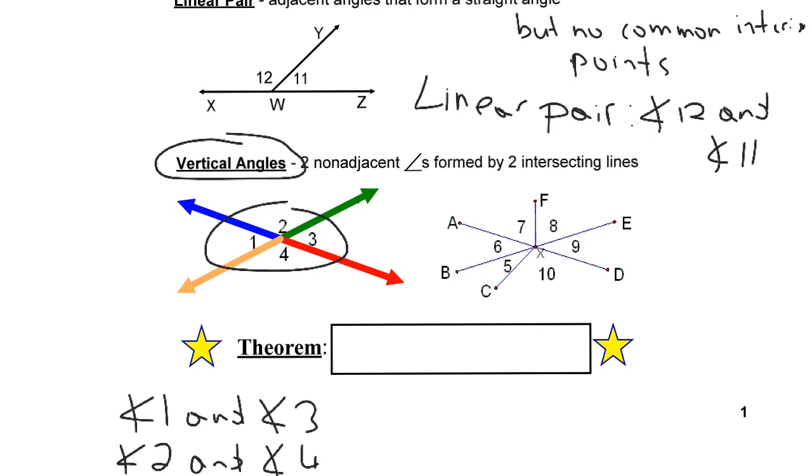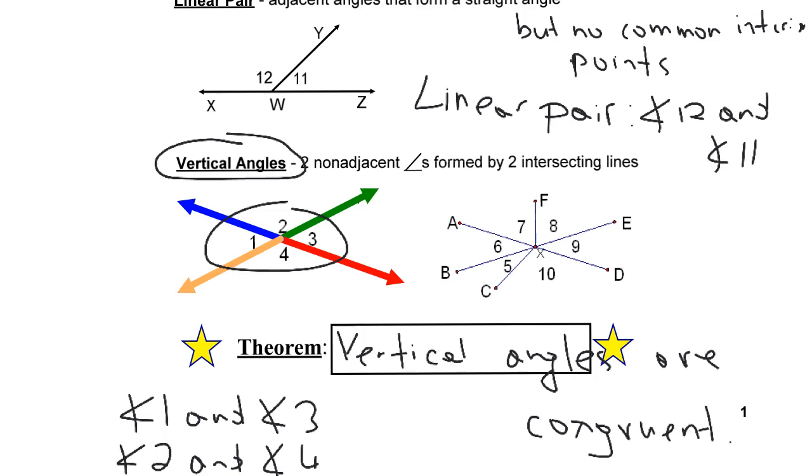Now, vertical angles are congruent. In class I will demonstrate this. That means that they have the same measure. So again, vertical angles are congruent.